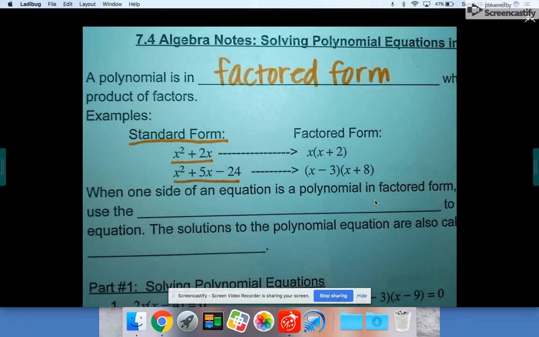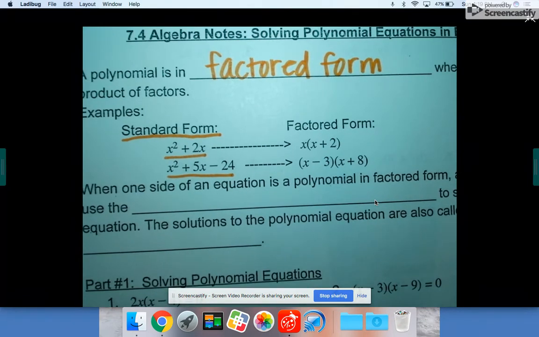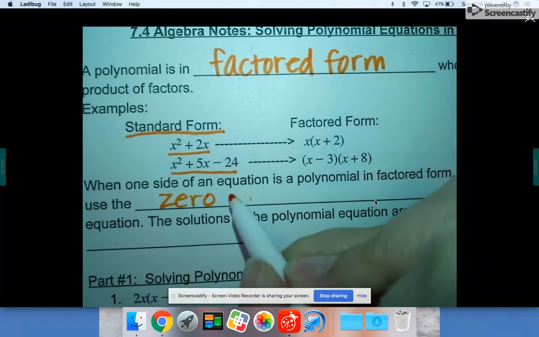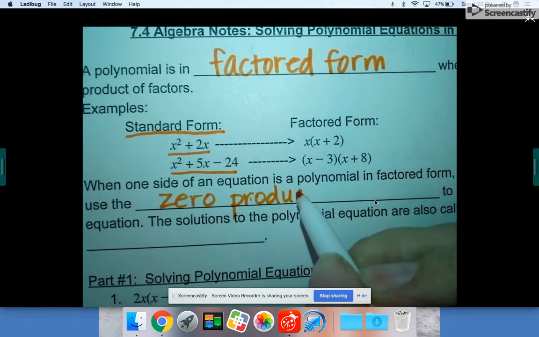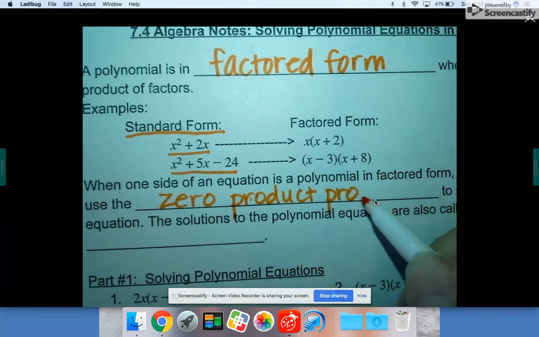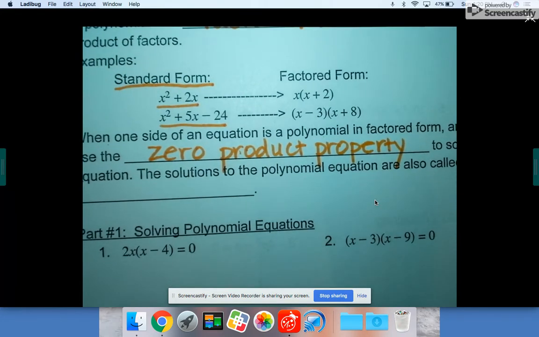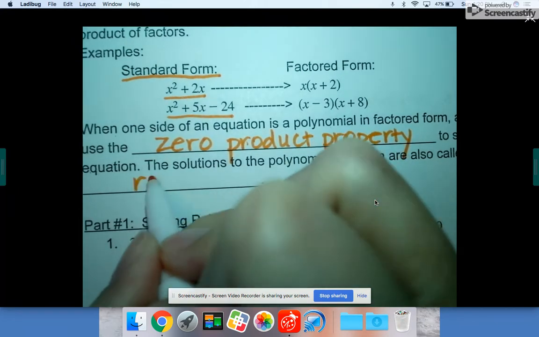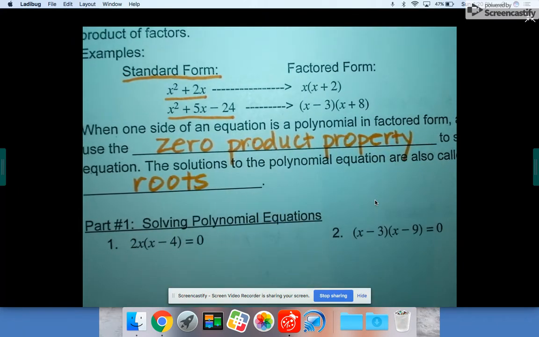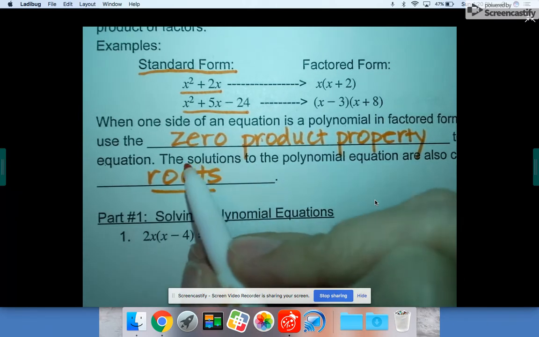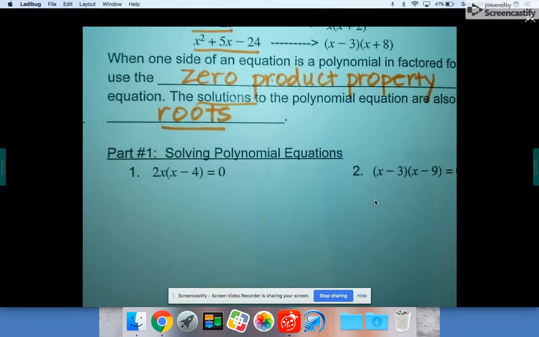When one side of an equation is a polynomial in factored form and the other side is 0, use the zero product property, which is what we're going to learn today. So don't worry that you don't know what that is yet. Use the zero product property to solve the polynomial equation. The solutions to the polynomial equation are also called roots. So when you get 2 answers, they're called roots or solutions. Sometimes they're called solutions.